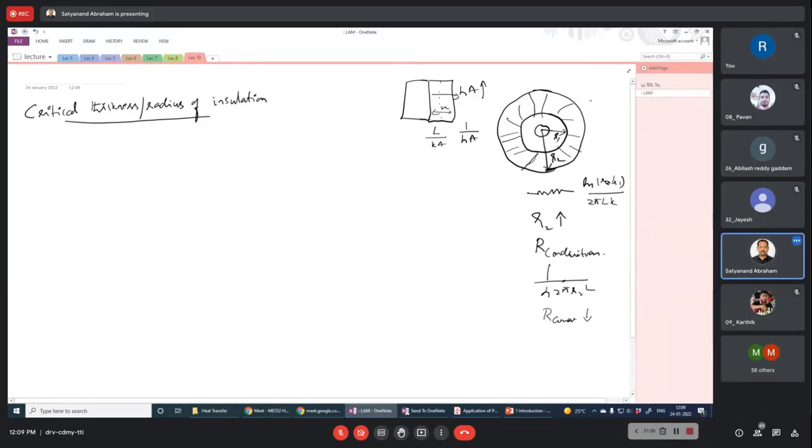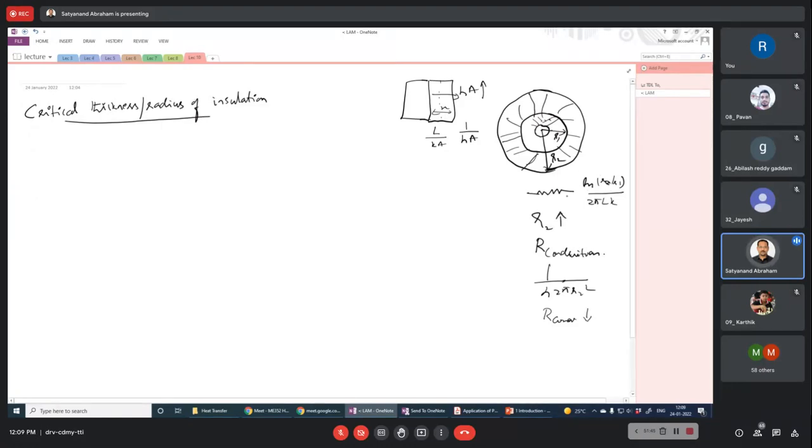the total resistance. If you are taking only the conduction, obviously it is going to reduce. But since the convection is also there, we must consider the total resistance associated with this system. We are not considering the thermal resistance of the first pipe, from 0 to R1. Only the second material we are seeing, and we are simply increasing the radius. The total resistance will not simply increase. It will increase for some time.